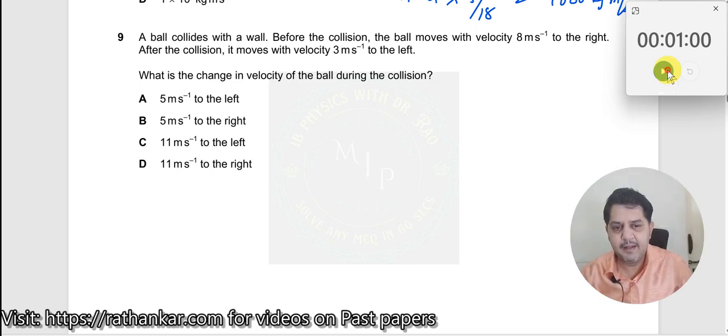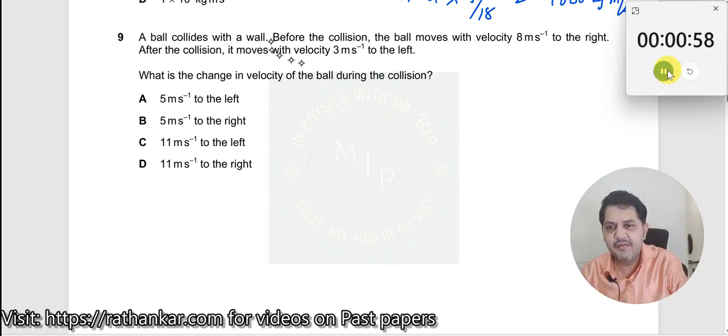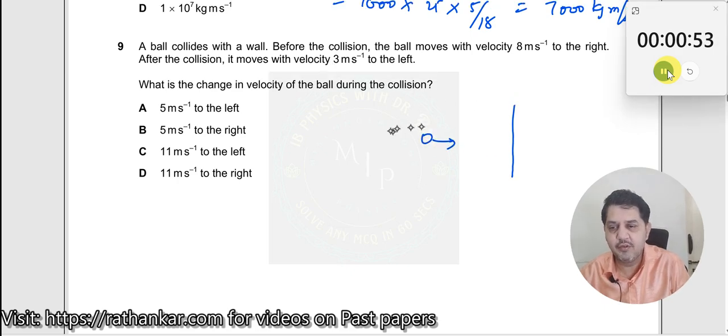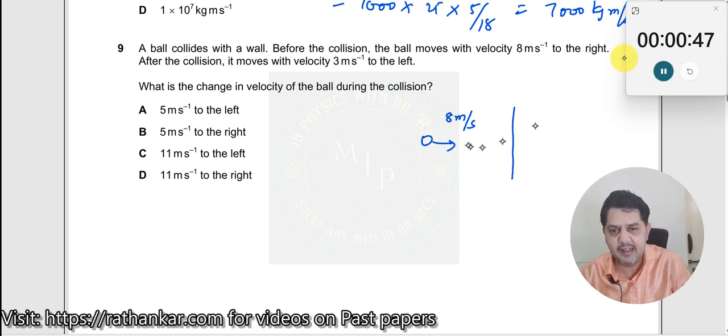Question number 9. A ball collides with a wall. The wall doesn't collide. Okay. But before the collision, the ball moves at a velocity of 8 meters per second. Here it is moving at 8 meters per second to the right.